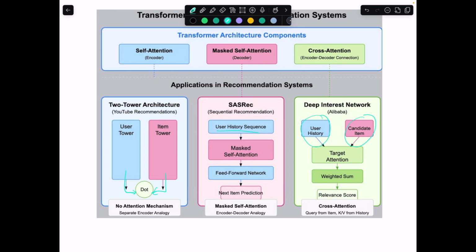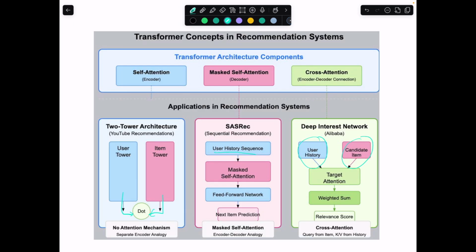In summary, these applications show how the fundamental ideas from transformers can be creatively applied to solve practical business problems. To wrap up, transformer architecture removed the recurrence bottleneck for scaling. It is therefore widely adopted in multiple fields, including NLP, computer vision, and recommendation systems.